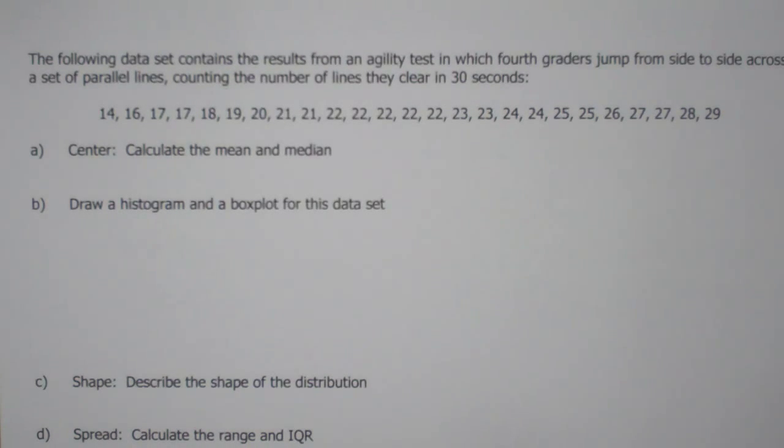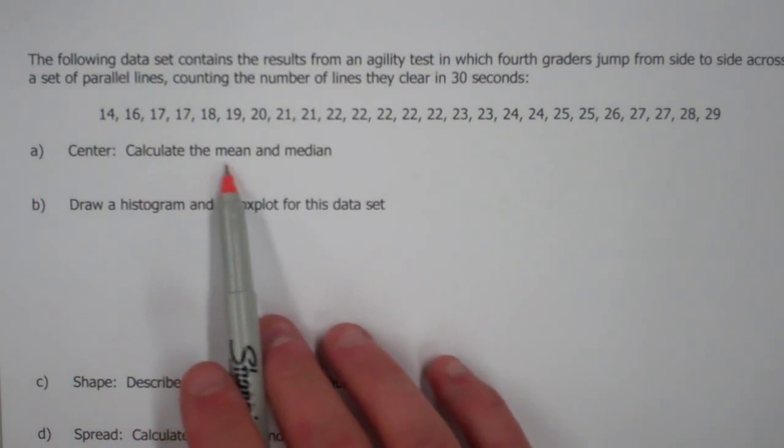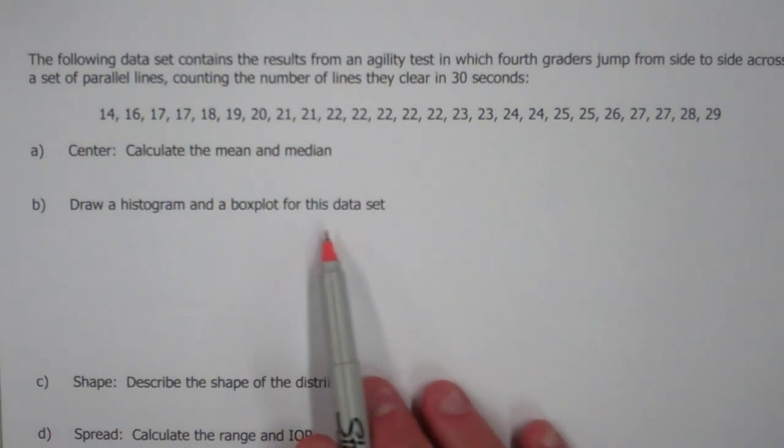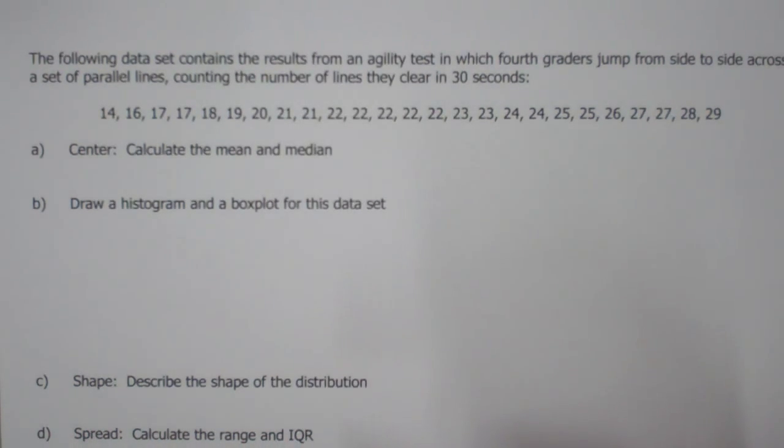The following set of data contains the results from an agility test in which fourth graders jumped from side to side across a set of parallel lines, counting the number of lines they clear in 30 seconds. We want to calculate the center of this data, the mean and the median. We'll draw a histogram and a box plot and then answer some questions below.